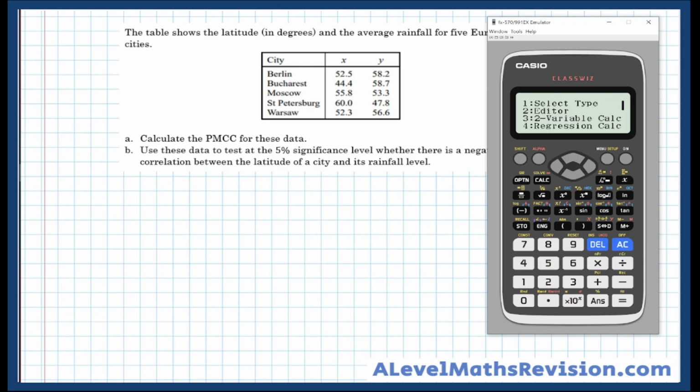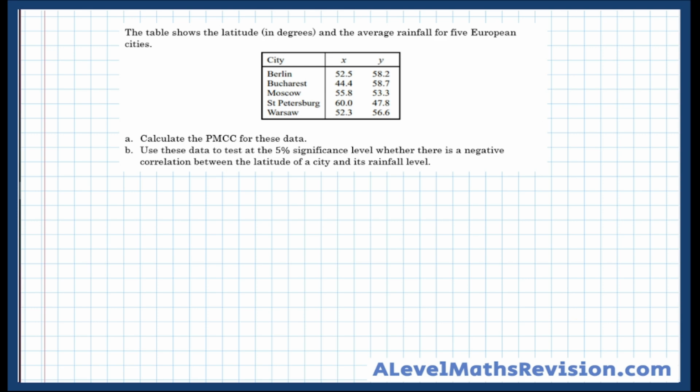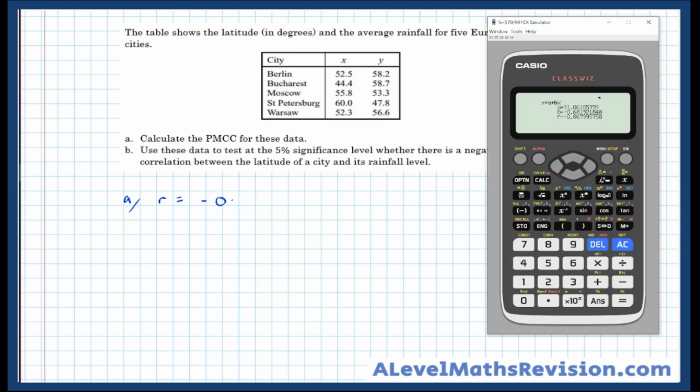And now we'll press OPTN once we've input all the data, and that'll give us our options, and we're going to do a regression calculation. So option 4, regression calculation, and that tells us the value of the correlation coefficient. So we can see there that R equals minus 0.8680 if I round it correctly. So A, we have R equals minus 0.8680.